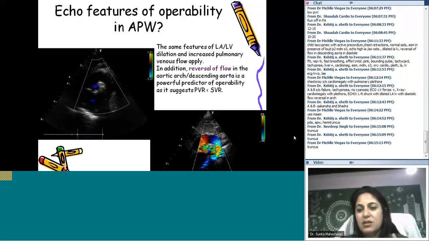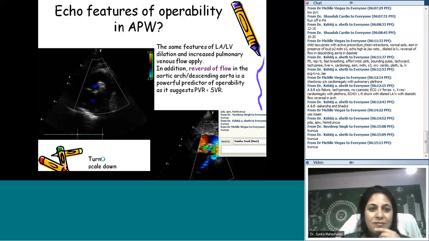Patient will be, if he's pink, if you tell me, I ask you three things for operability in an AP window. Pink, bounding pulses, reversal of flow. Take him to the OR, no need to catheter. Okay, all clear on this?